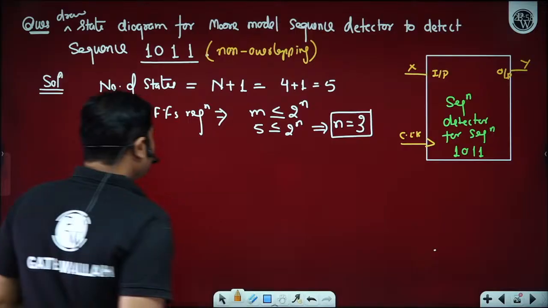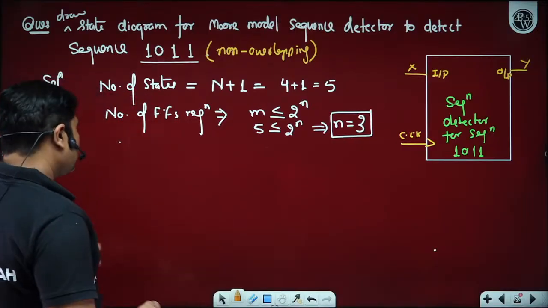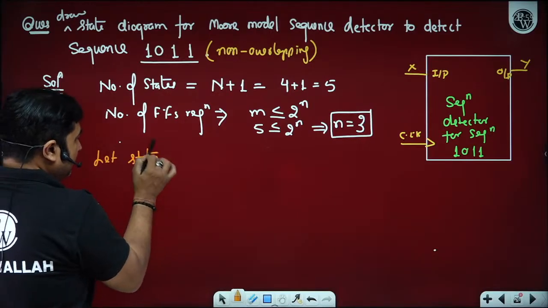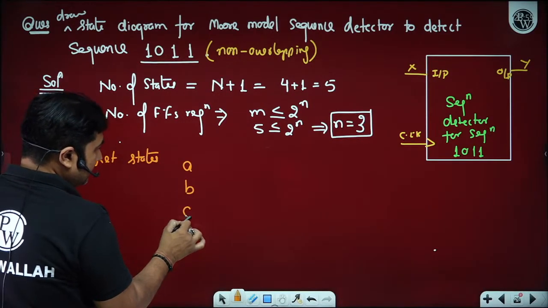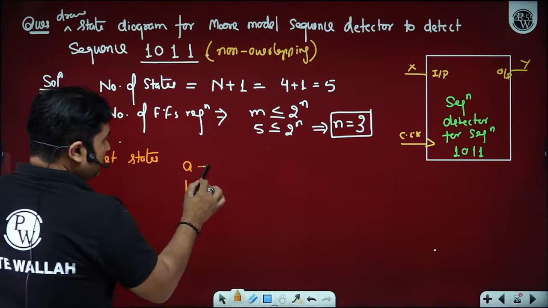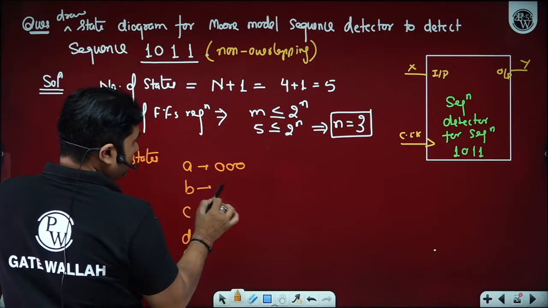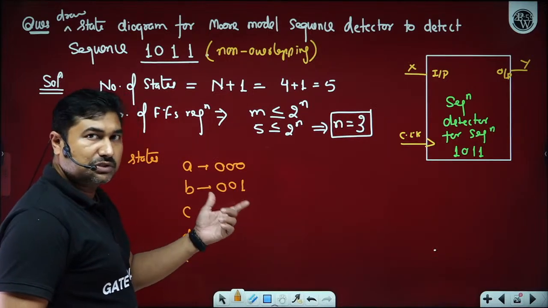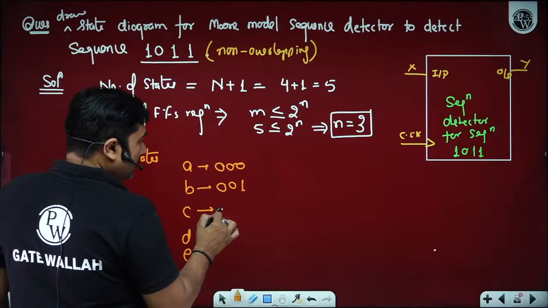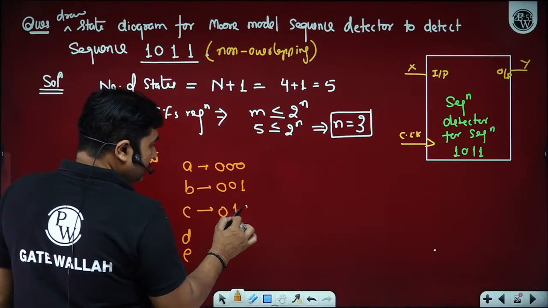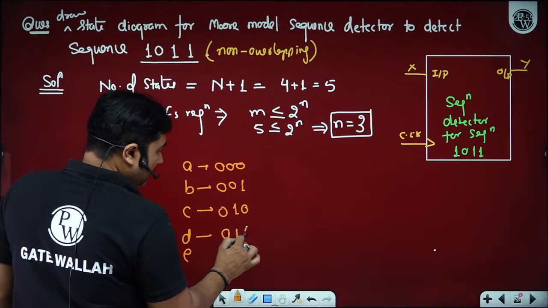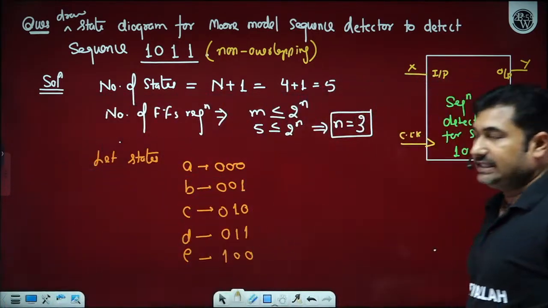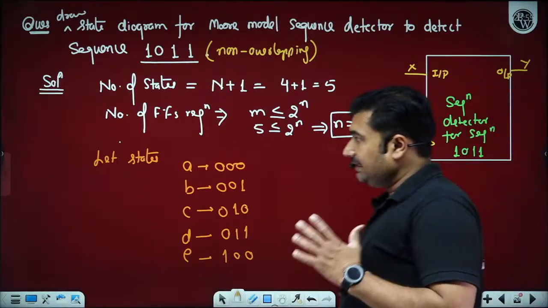Now, next is the state assignment. Let the states be A, B, C, D, E. State A, you can consider 0, 0, 0. Then 0, 0, 1. It is not mandatory that you have to choose 0, 0, 1; you can also choose 0, 1, 0, there is no issue. Then 0, 1, 1 and 1, 0, 0. So let us suppose these are the 5 states. We are giving the state names like this.